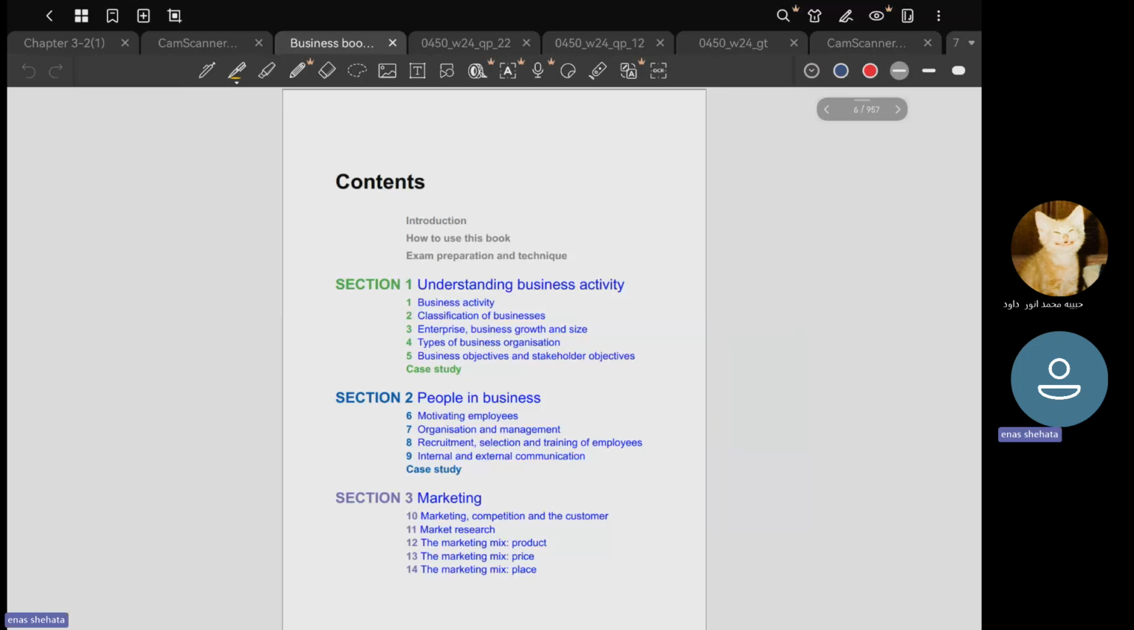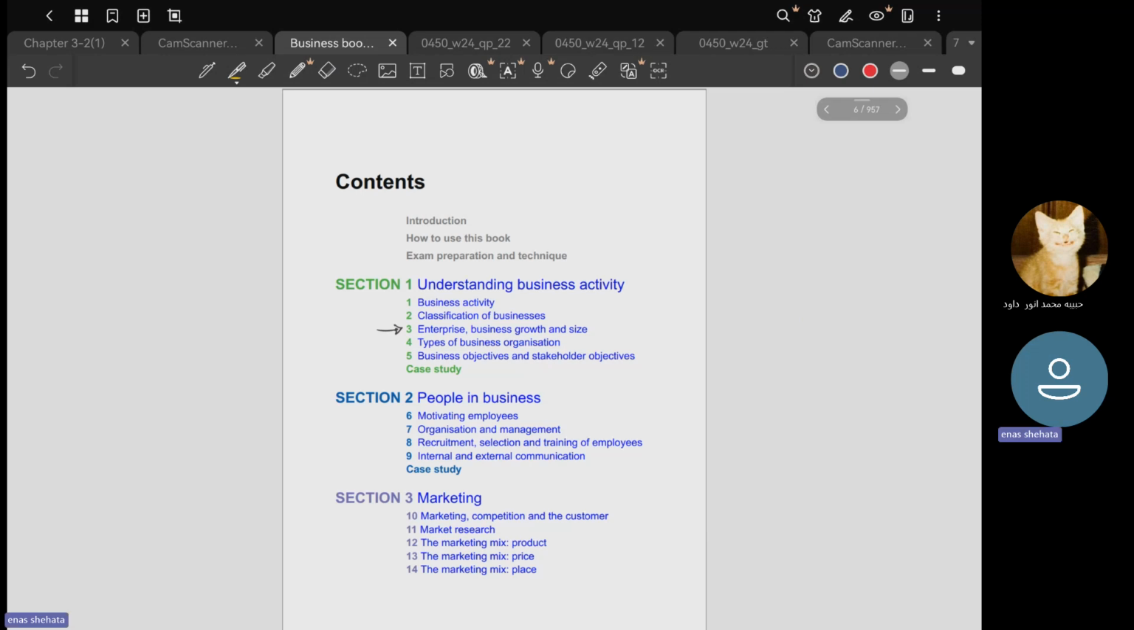So for example, let's start from the beginning, section 1. Section 1 is like an introduction to business. So it will explain what business means, the classification of business, and what is meant by enterprise. Enterprise is the process of making a business and how to grow the business in size. And today, inshallah, I will explain this one for you.